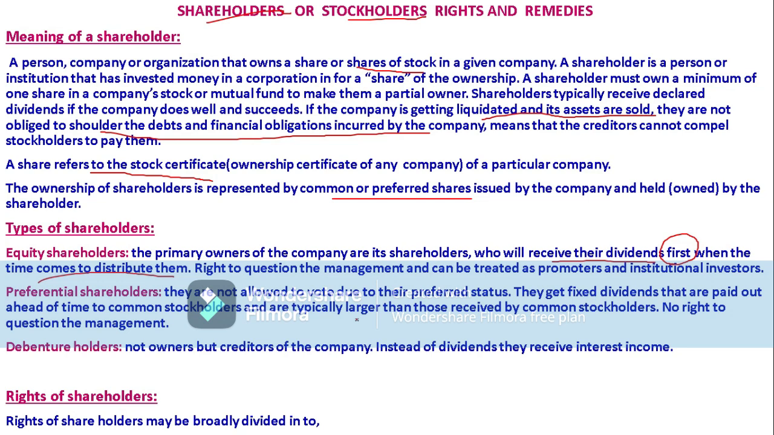Coming to preferential shareholders. Who are preferential shareholders? Generally, preferential shareholders have no voting rights because of their preferred status. They are special. They receive fixed dividends, generally larger than those paid to common stakeholders. That is why we call them preferential shareholders, the persons having the preferred status.